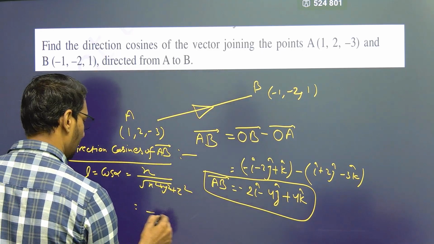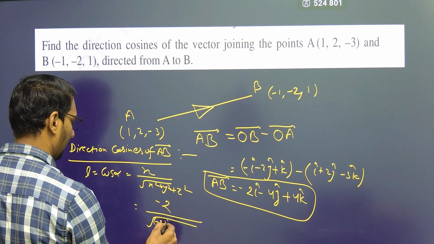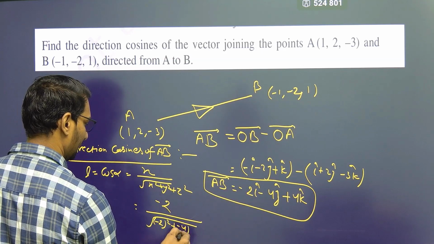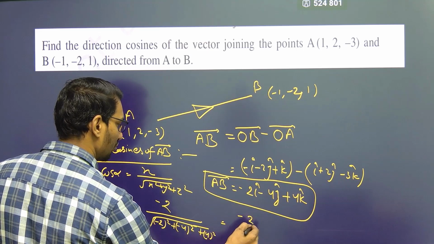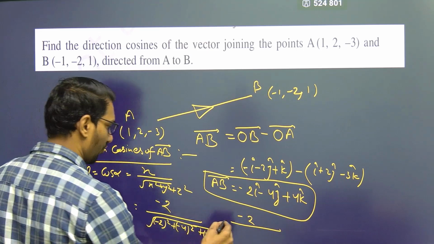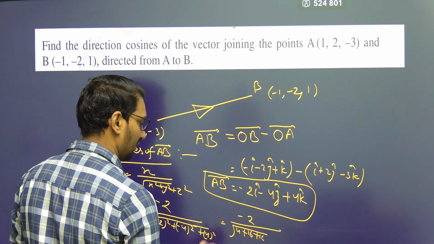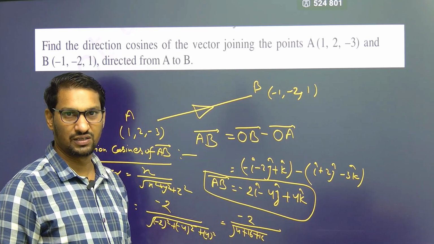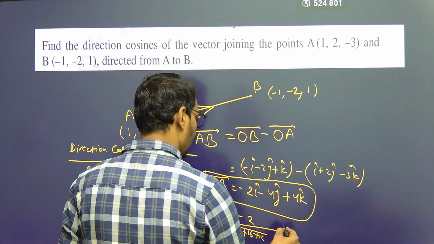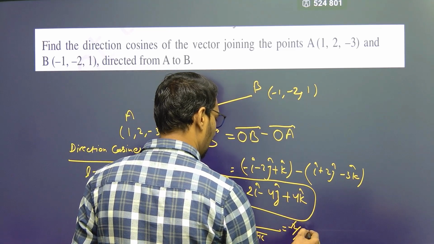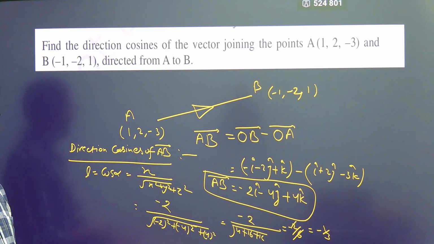So x is minus 2, divided by square root of minus 2 square plus minus 4 square plus 4 square. So minus 2 upon square root of 4 plus 16 plus 16. 16 plus 16 is 32, plus 4 is 36. Square root of 36 is nothing but 6. So minus 2 by 6, and this can be written as minus 1 by 3. So l equal to minus 1 by 3.